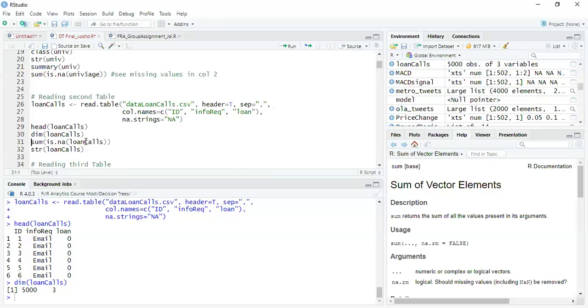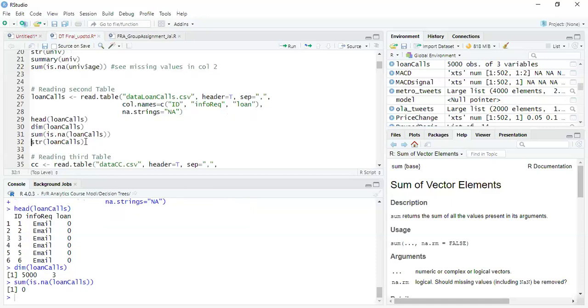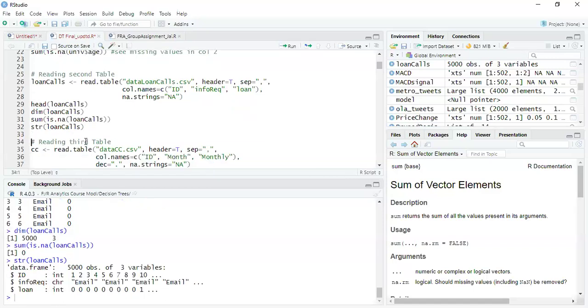Let us also look at the missing values. There are no NA values. So 5000 into 3, we have 15000 cells and all the cells are having values. There are no NA values. This is another good sign. Let us look at the structure. So it is again a data frame, and inforec is a character type of column. The remaining two are stored as integers.